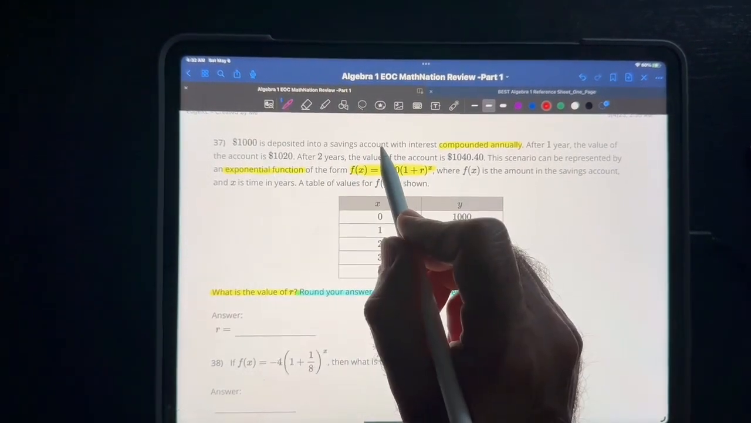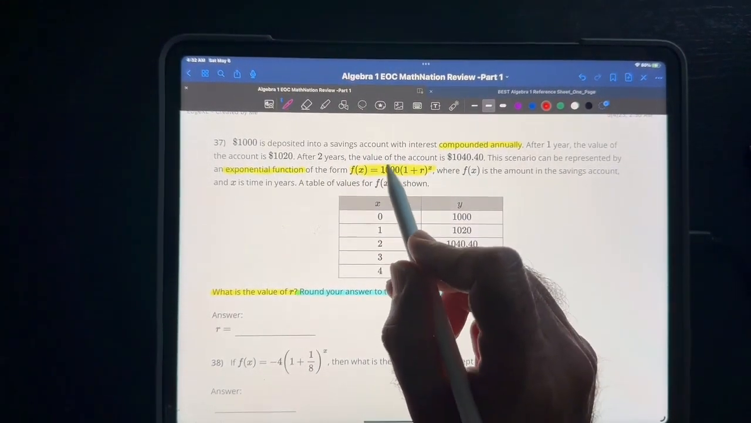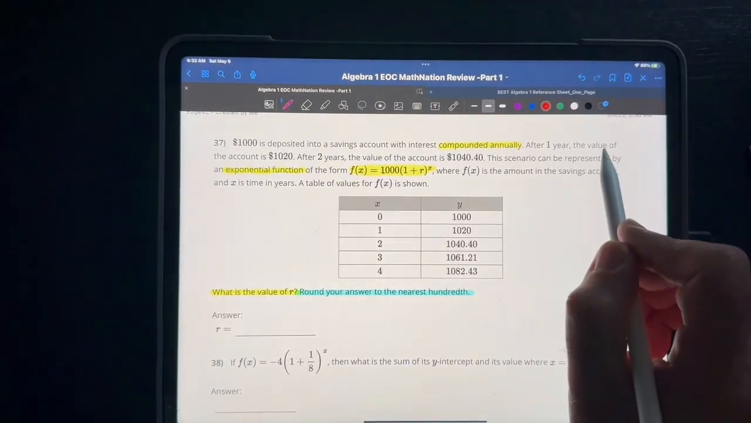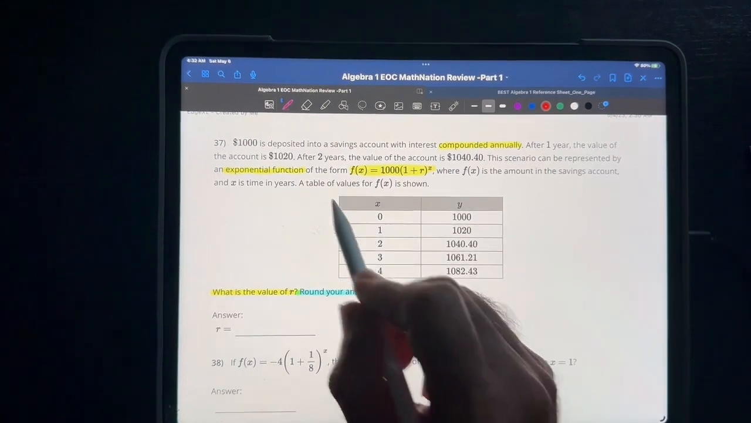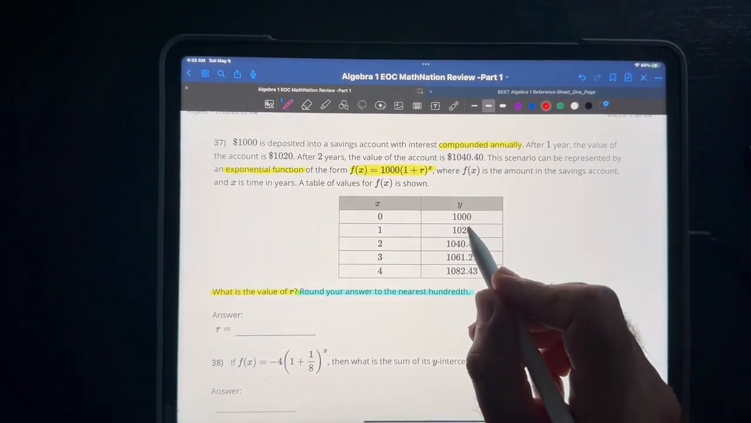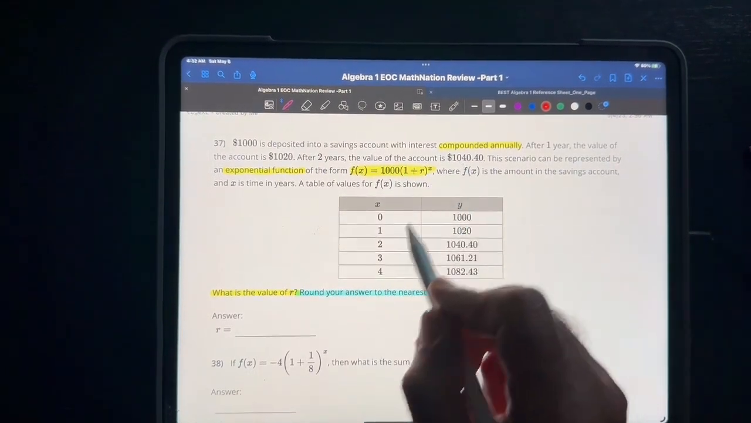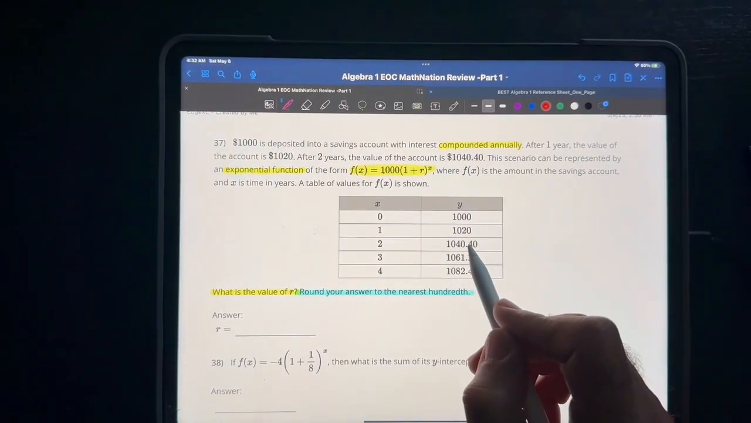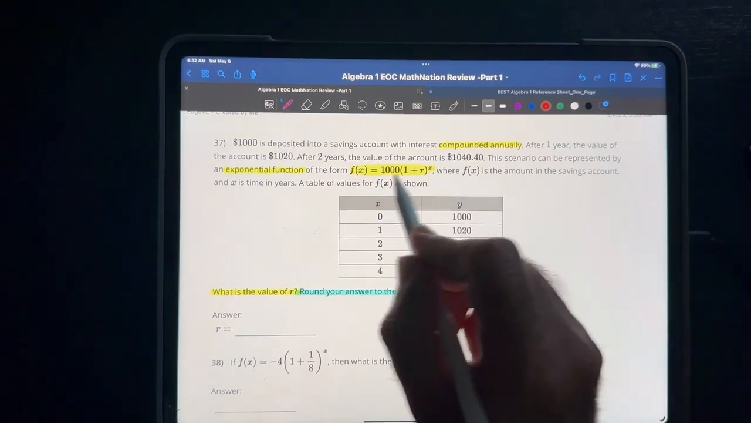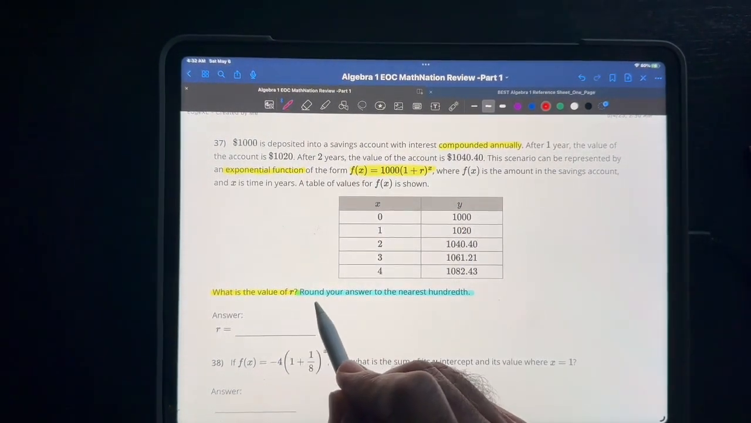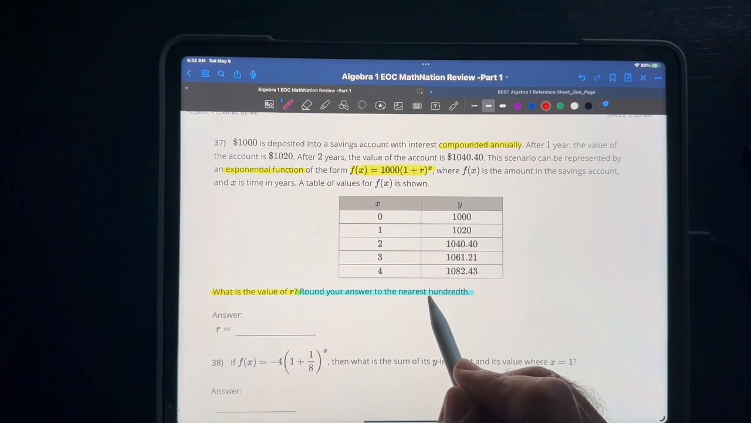You put $1,000 in the savings account. That's your beginning initial amount. All right. Now it says after 1 year, the account went up to 1,020. So you can see it in the table. After 2 years, it went up to this amount. Okay. So this scenario can be represented by that. Okay. What is the value of R?